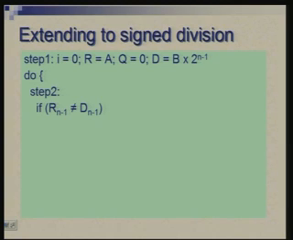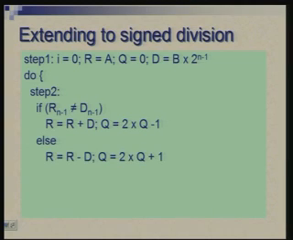I am looking at the MSB of R and D, the sign bit, and if they are not equal, then we add, otherwise we subtract. And accordingly q becomes 2q minus 1 or 2q plus 1. So, that is the only change, and we can use the same thing for a signed division.